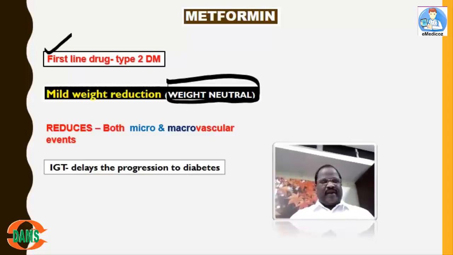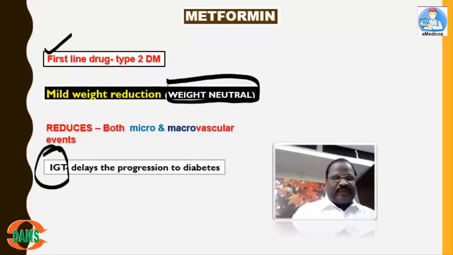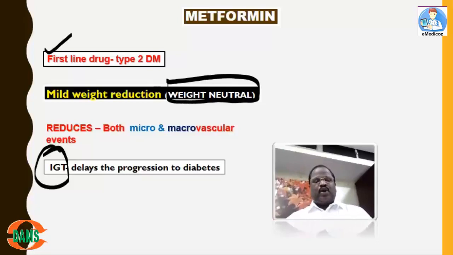And one more point, in people with impaired glucose tolerance, that is impending diabetes, to delay the progression of diabetes, prophylactically we can put them on metformin. That's also another advantage. So we know the property.